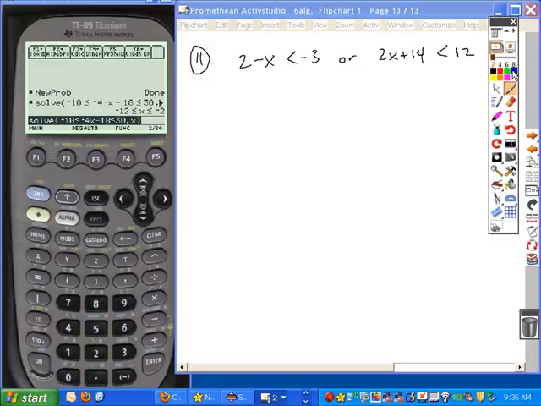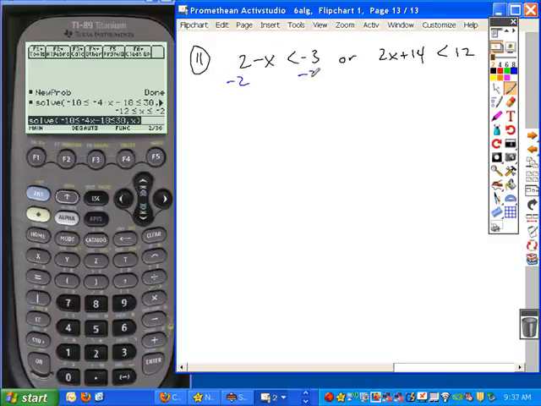Okay, so when you're looking to solve these, you have two inequalities. You're going to solve each one independently. Here we have to isolate the x, and you can do that by moving the 2 to the other side. And then you have to change the sign of everything by multiplying or dividing by a negative. When you multiply or divide by a negative, what do you do with the symbol? You switch it. So here's one inequality.